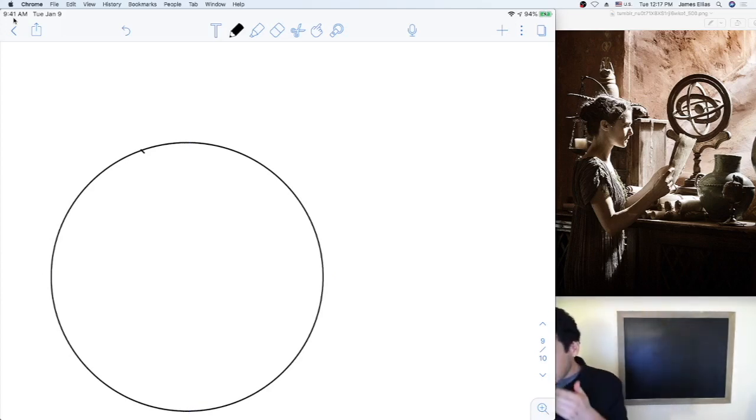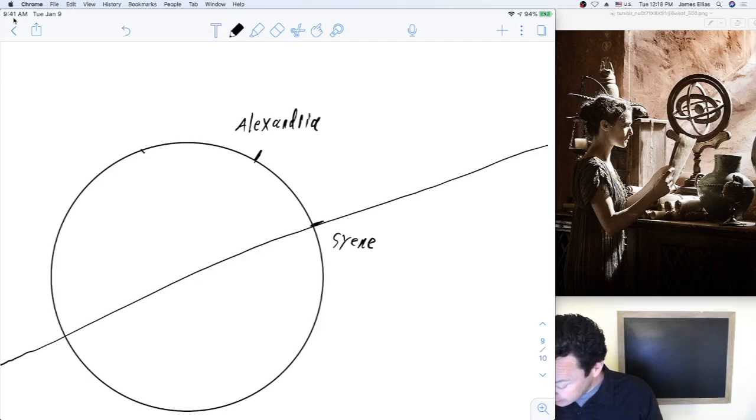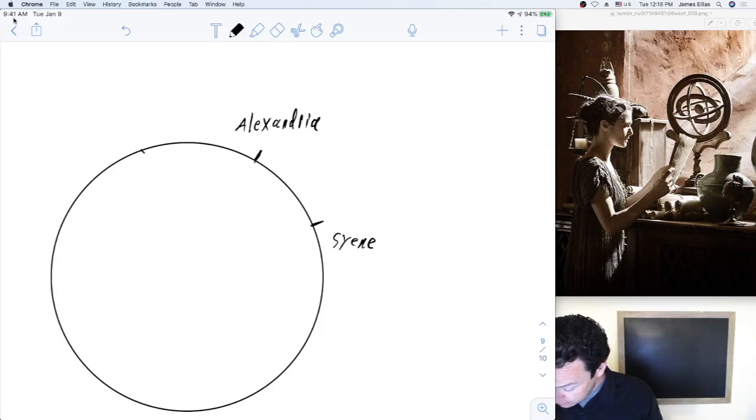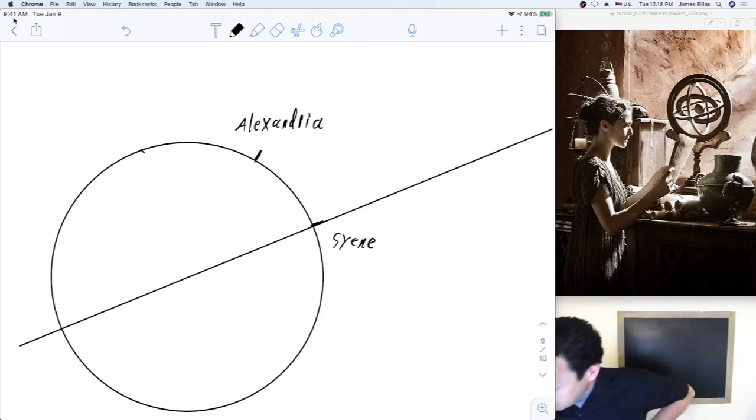Okay, so here's the Earth, okay? Here's Alexandria up here, okay? And here's Syene, okay? Okay, here's Alexandria, here's Syene. Here is a light ray passing through Syene. You know, if you do things right, you can actually make things straight in notability. There you go. There's a light ray passing through Syene.